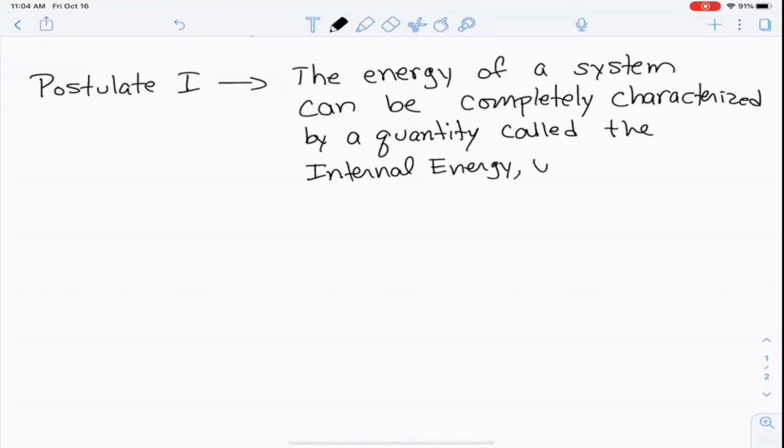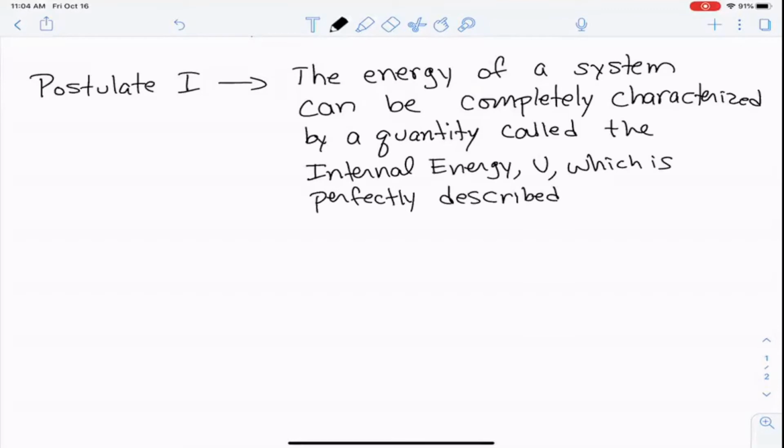And that's given the symbol U. And that quantity is perfectly described by the number of moles in the system, the size of the system, and its arrangement, right? Or the number of moles, the volume, and the entropy. And mathematically, we can say then, this internal energy, which is just a bulk quantity of all of the interactions that we've talked about for all of the molecules in the box.